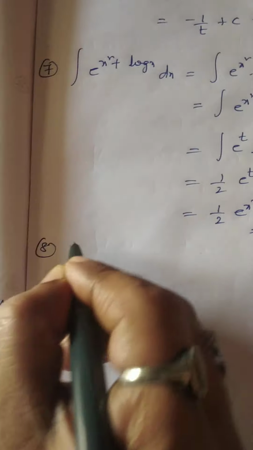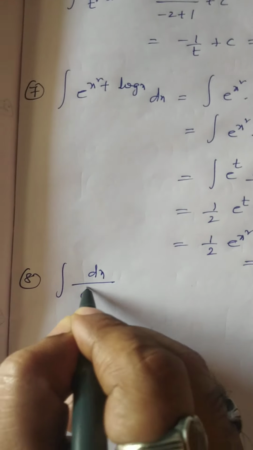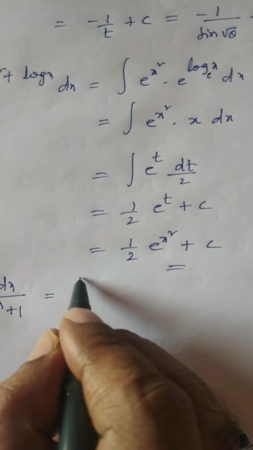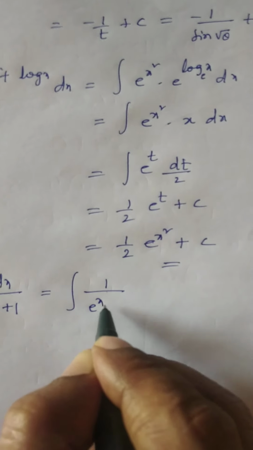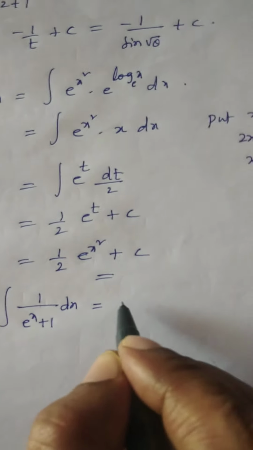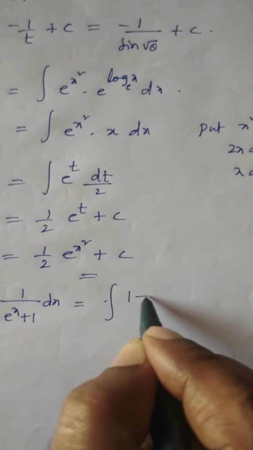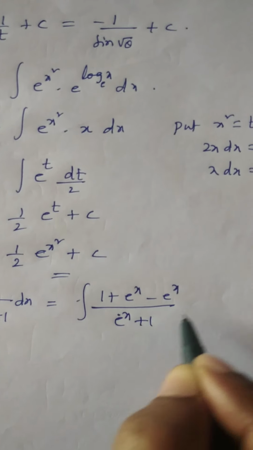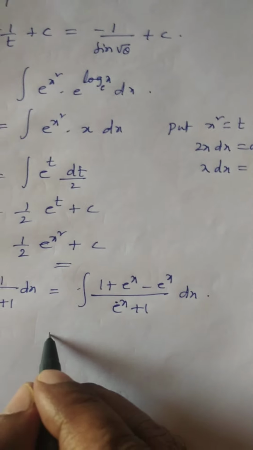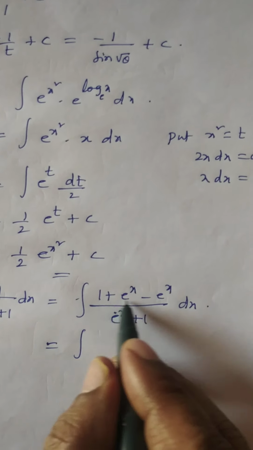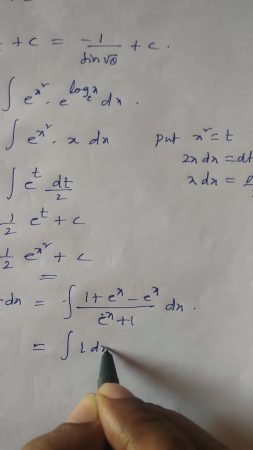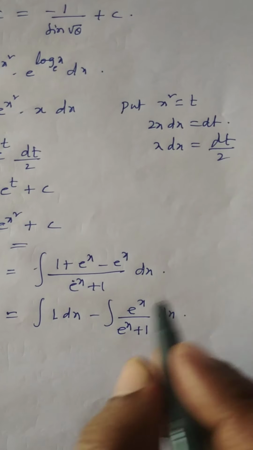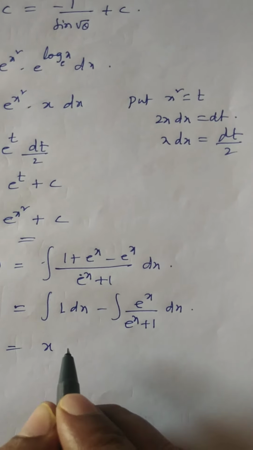Next, coming to 8th one. Integration of dx by e power x plus 1. Here what I will do is, generally what is given? Integration of 1 by e power x plus 1 dx is given. So I will add and subtract e power x in the numerator. 1 plus e power x minus e power x by e power x plus 1 dx. So on separating this gives integration of 1 dx minus integration of e power x by e power x plus 1 dx. So 1 dx is, however, equal to x.